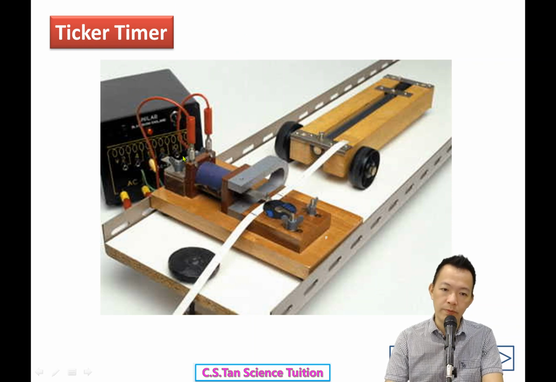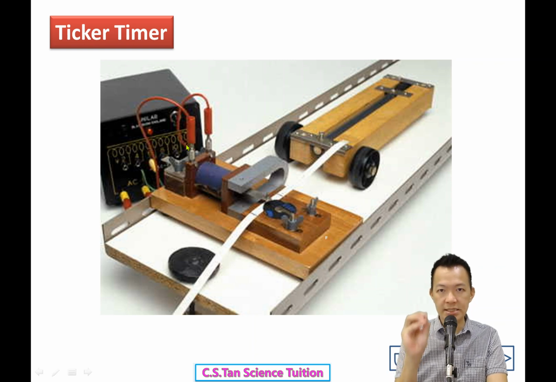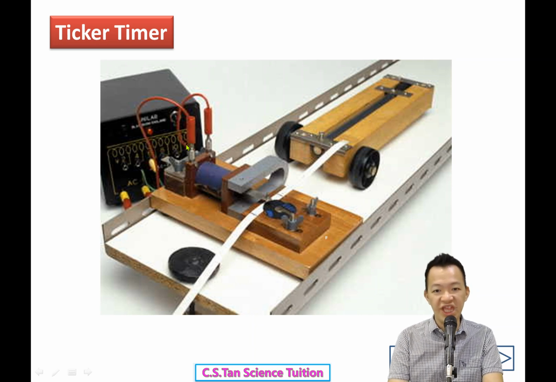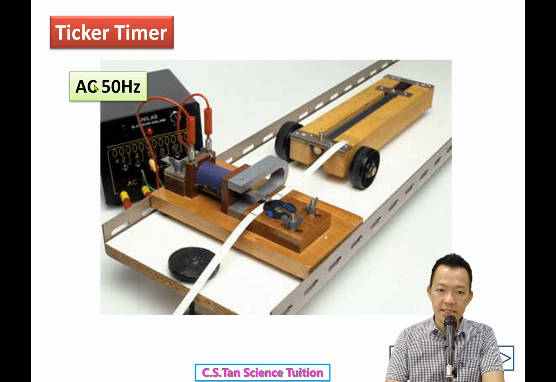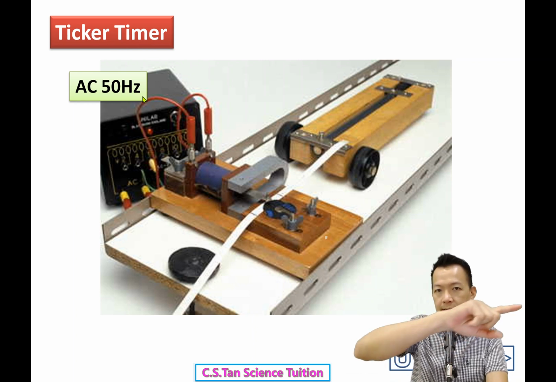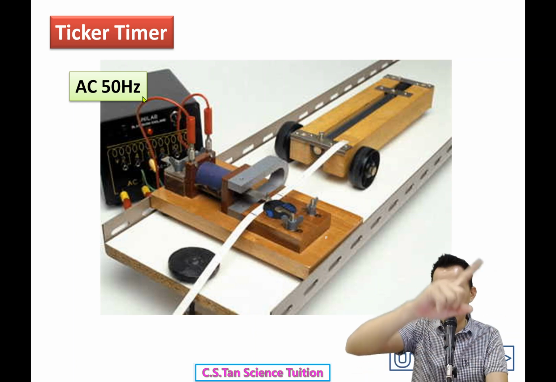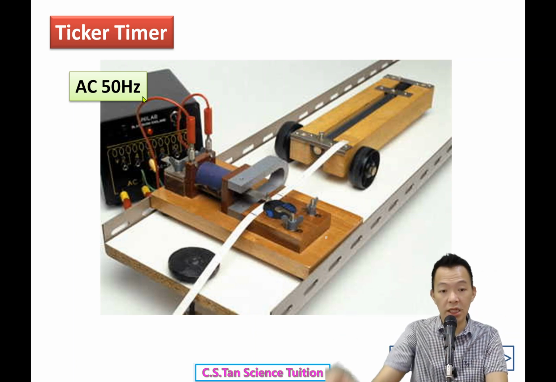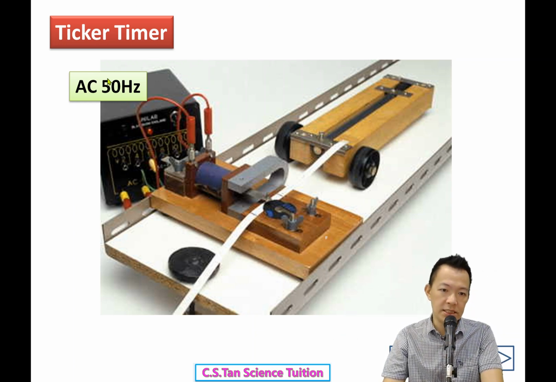What we have in the ticker timer, number one, you need to prepare an AC power supply, alternating current power supply, but the power supply is actually low voltage, 12 volts, maybe 6 volts. So label AC power supply, 50 hertz. What does 50 hertz mean? Still remember what alternating current means, 交流电. The current flows in this way: positive, negative, positive, negative, positive, negative. So prepare AC supplies.